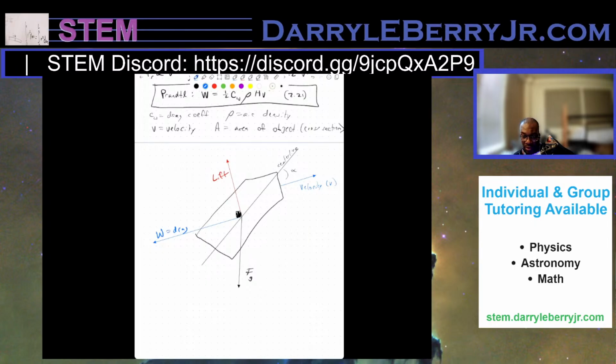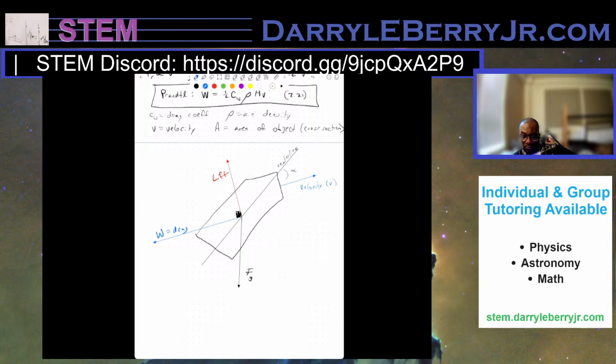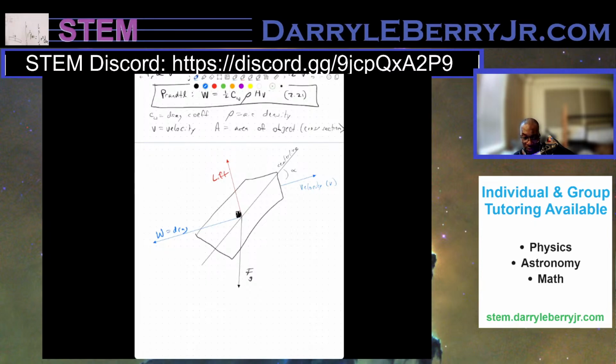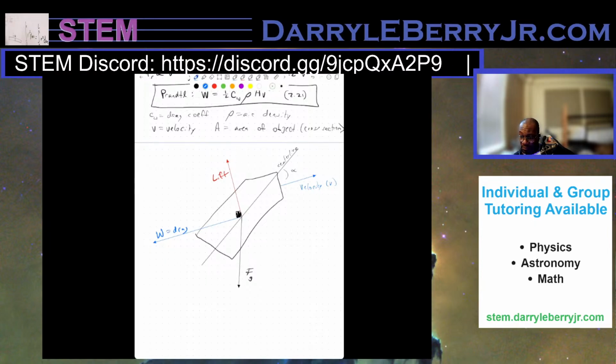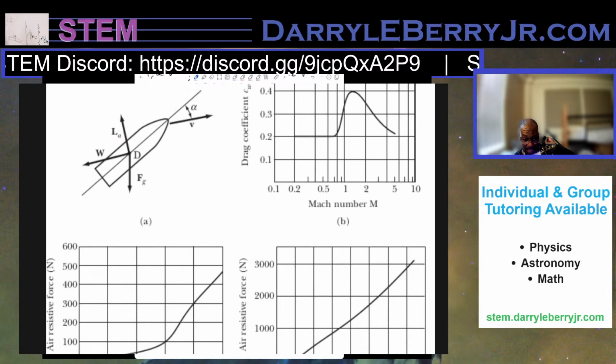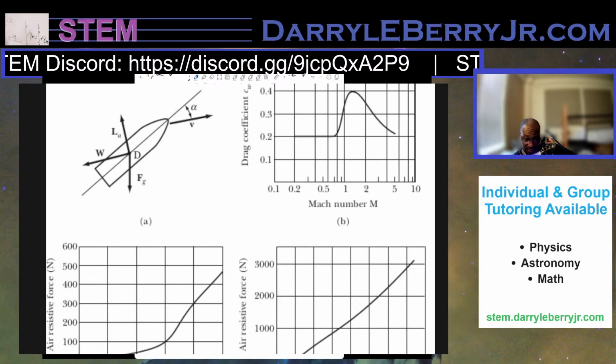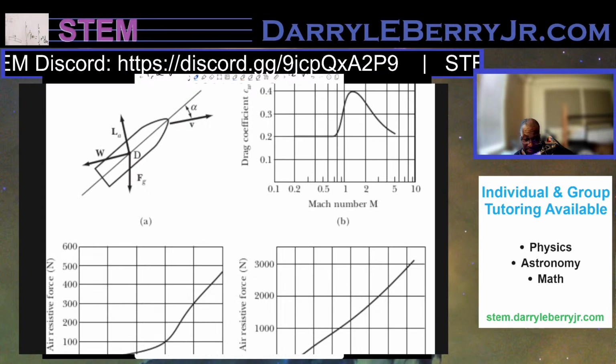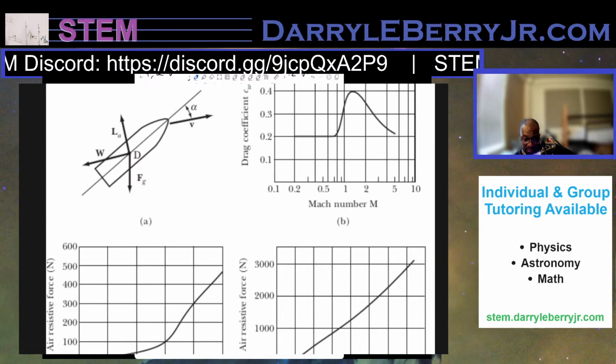Drag coefficient really jumps up at Mach 1. Air resistance. The bottom one is velocity versus air resistance force. So we see the air resistance force definitely increases with speed.